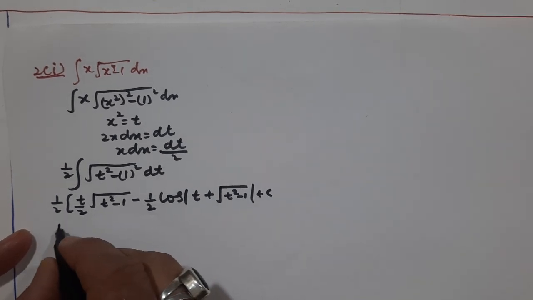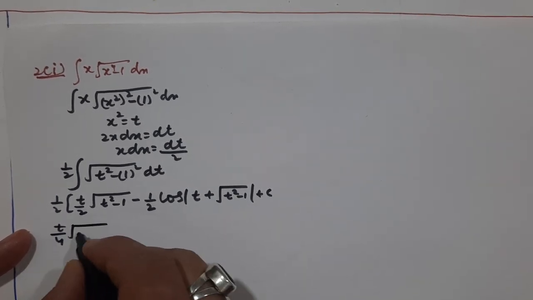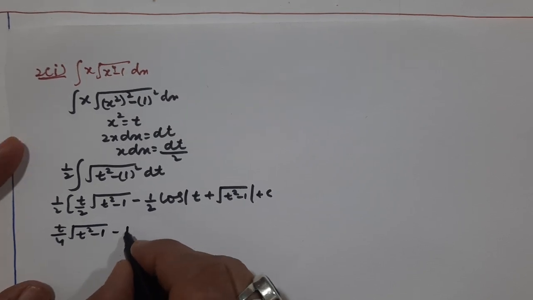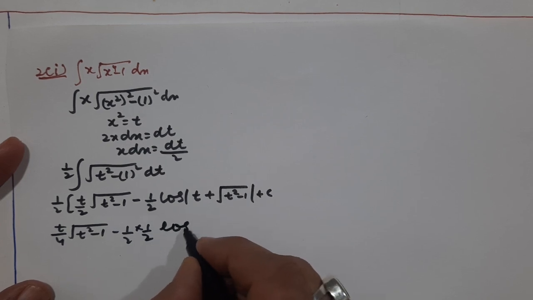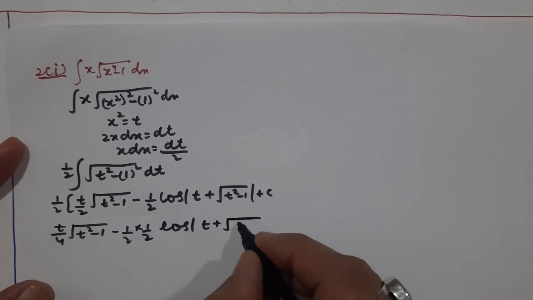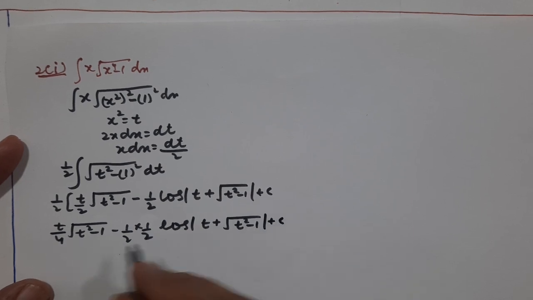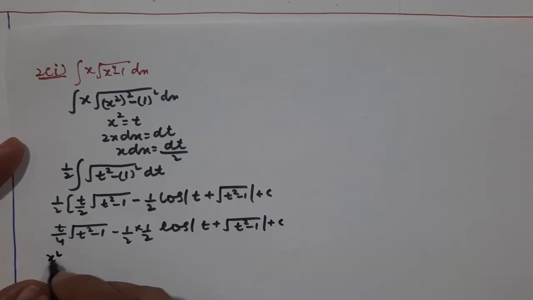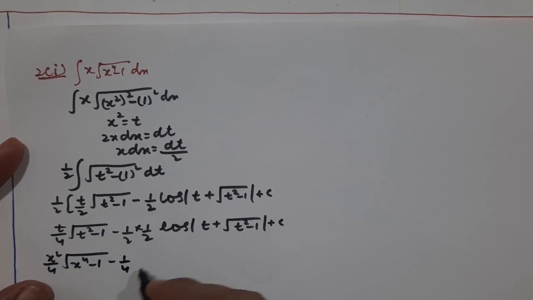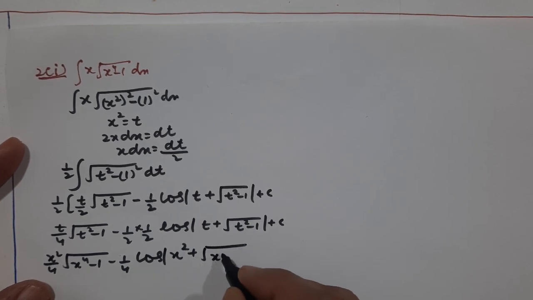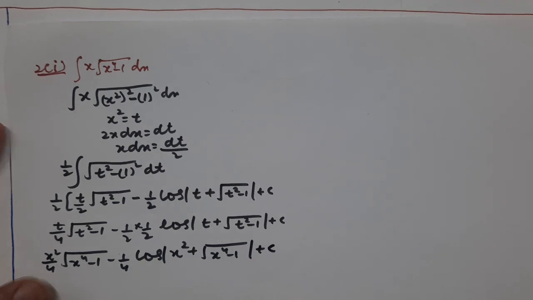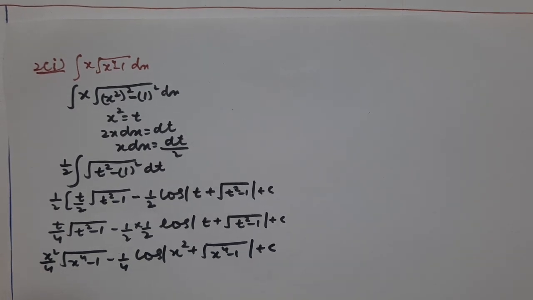So what we get, t upon 4 under root t square minus 1 minus 1 upon 2 into 1 by 2 log t plus under root t square minus 1 plus c. Now putting the value of t, x square upon 4 under root x power 4 minus 1 minus 1 by 4 log x square plus under root x power 4 minus 1 plus c. So students, this is the solution. So after putting, it is very easy to do this question.